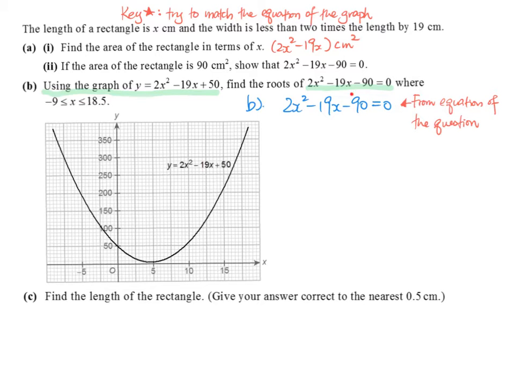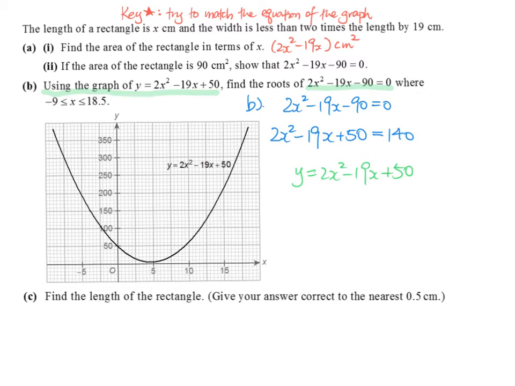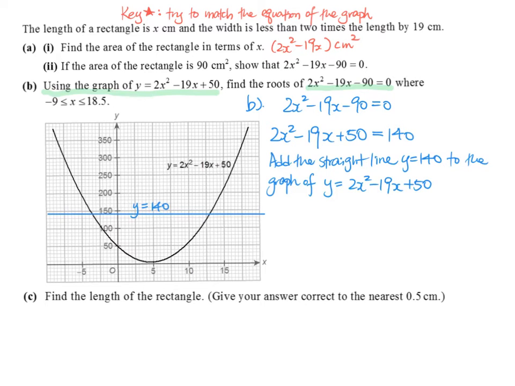So I start out with this equation from the question. I need to do something on both sides in order to arrive at the equation on the graph. In other words, I add 140 on both sides. Now this is saying when y equals this, at the same time, y also equals 140. So we have to put the two equations together. In other words, I'm drawing this line right here.